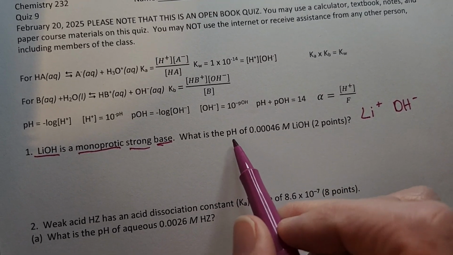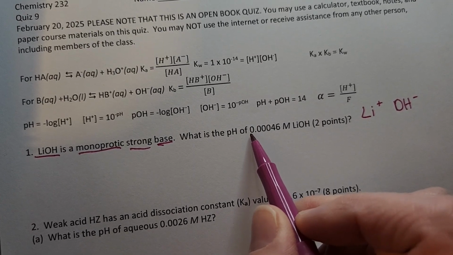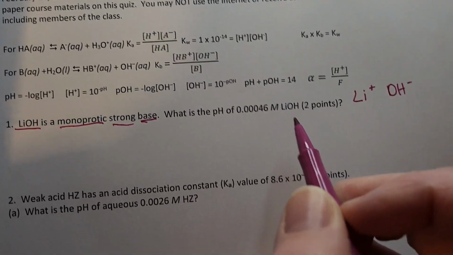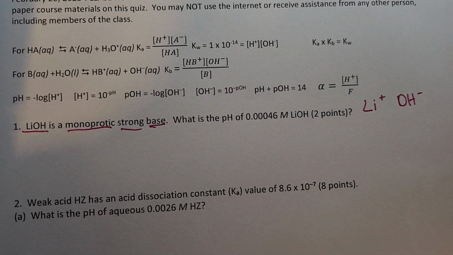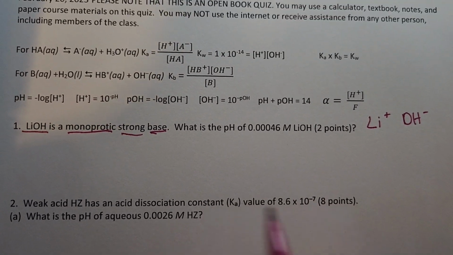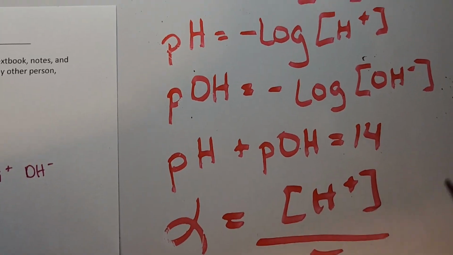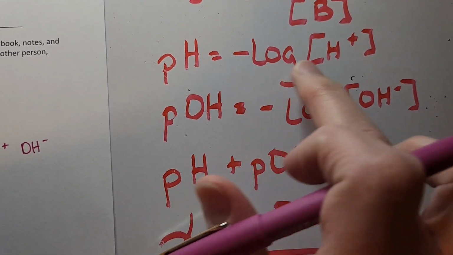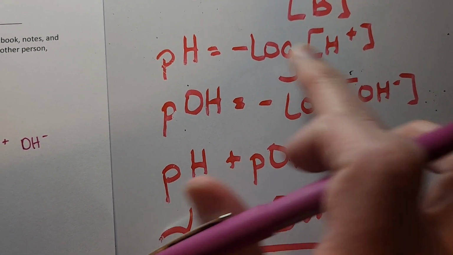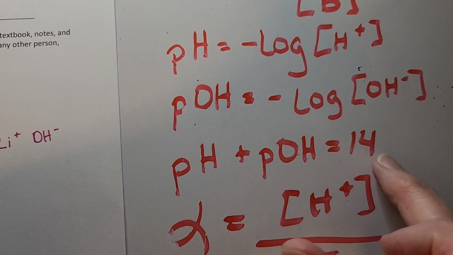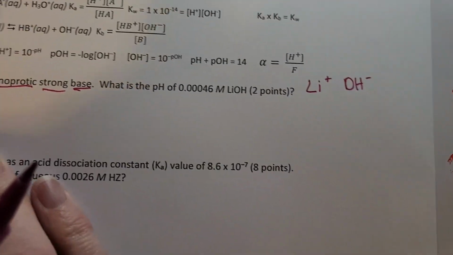So we need to know what the pH of this 0.00046 molar lithium hydroxide is. This is a pretty straightforward problem. We do not have what we need to get the pH, because if you'll remember from our pH formula, we need the negative log of our hydroxide ion to find pH, or we can find our pOH and subtract the pOH from 14 to get our pH, and that is exactly what we're going to do here.